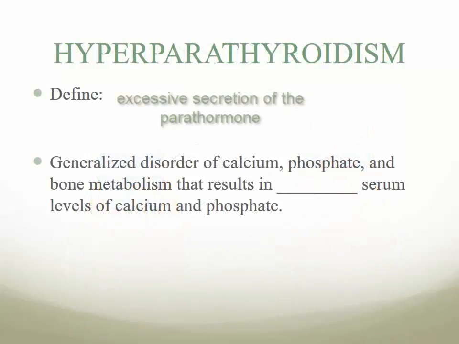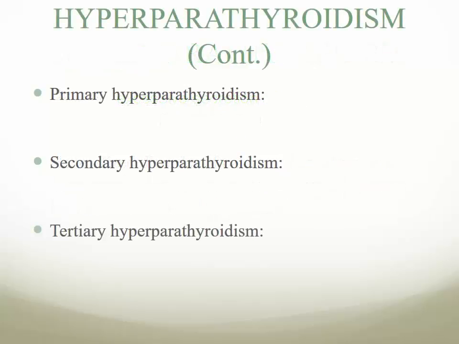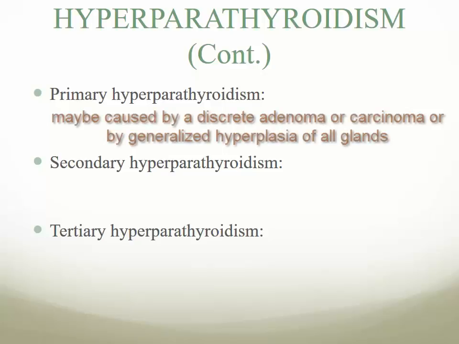Hyperparathyroidism refers to excessive secretion of the parathormone that leads to a generalized disorder of calcium, phosphate, and bone metabolism that results in elevated serum levels of calcium and phosphate. There are 3 types of hyperparathyroidism. The primary form may be caused by a discrete adenoma or carcinoma, or by generalized hyperplasia of all glands.